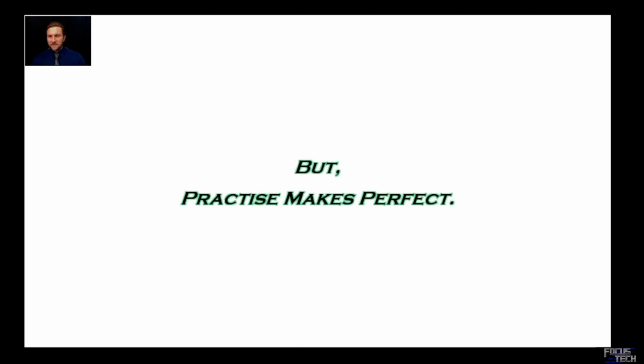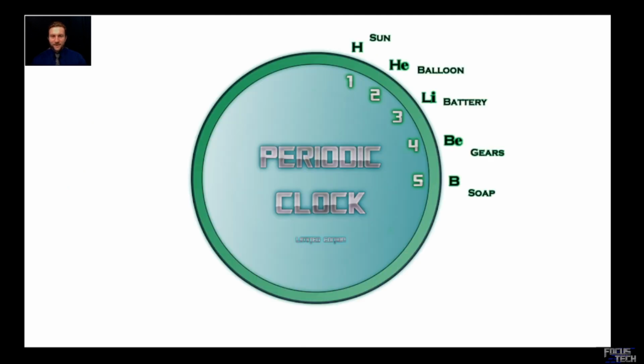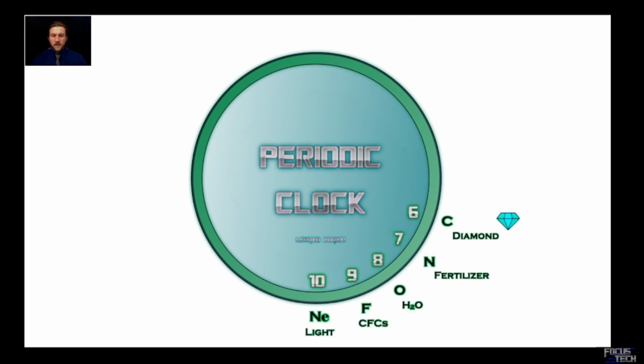But practice makes perfect. We need to do a run through. So very quickly. Number 1, hydrogen. 2, helium. And keep note of those keywords. So for hydrogen, sun, helium, balloon. Number 3, lithium. Number 4, beryllium. So for lithium, we had battery. For beryllium, we had gears. Number 5, soap. Going through, quickly adding in those images. Okay, make sure you follow through, add each of those layers, rehearse, and practice drawing them out.